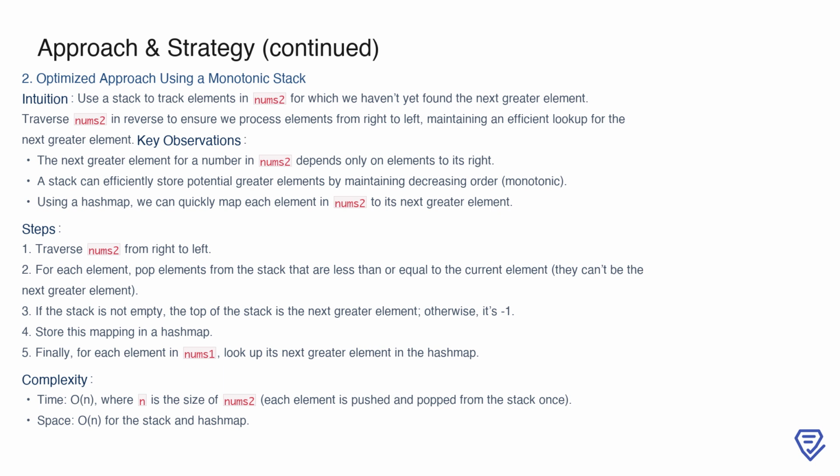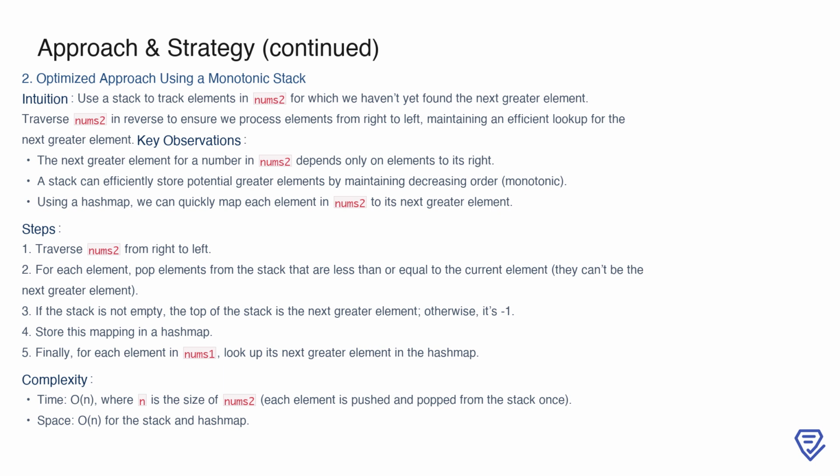Otherwise, there is no greater element, so we map it to -1. We store these mappings in a hash map for quick lookup. Once this preprocessing is complete, we can simply retrieve the next greater element for each number in nums1 using the hash map. This approach is not only faster but also avoids redundant comparisons.